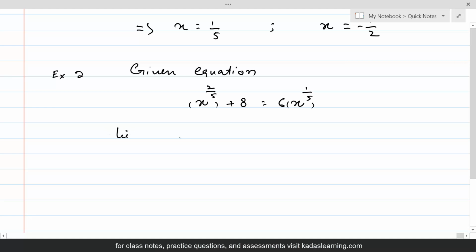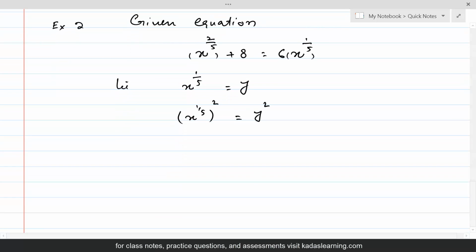So let x power 1 by 5 be equal to y, and taking the square, x power 1 by 5 power 2, and on the other side y power 2 as well. This means x power 2 over 5 is equal to y square. Let's make these substitutions in equation 1. So let's name it as equation 1.